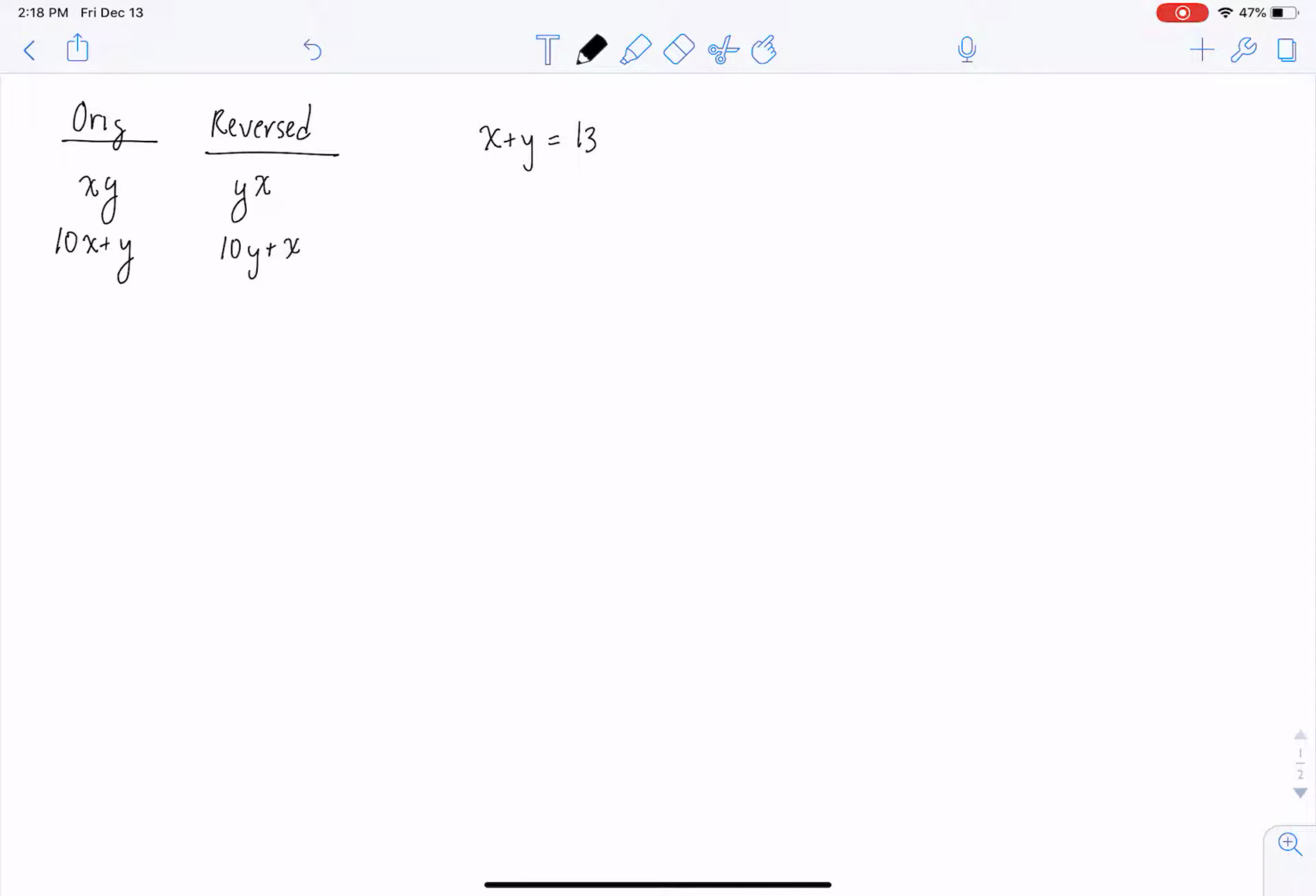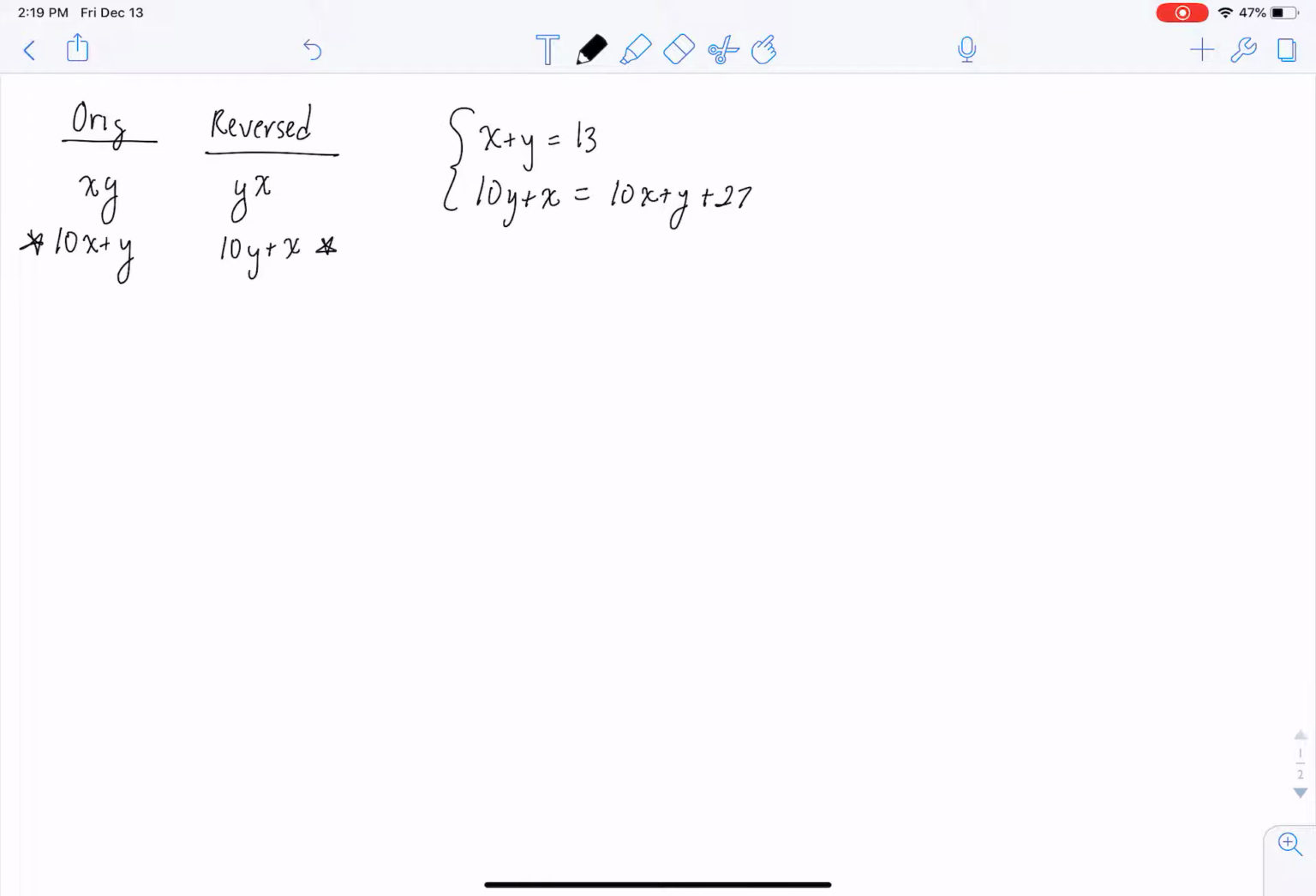And then it says when the digits are reversed, the new number is... So the new number they're talking about is this one, the value of it. So 10y plus x is 27 more than the original number. And for that, they're talking about this one, right? The original number. So 10x plus y, and 27 more would be plus 27. So there's the original 2 equations.